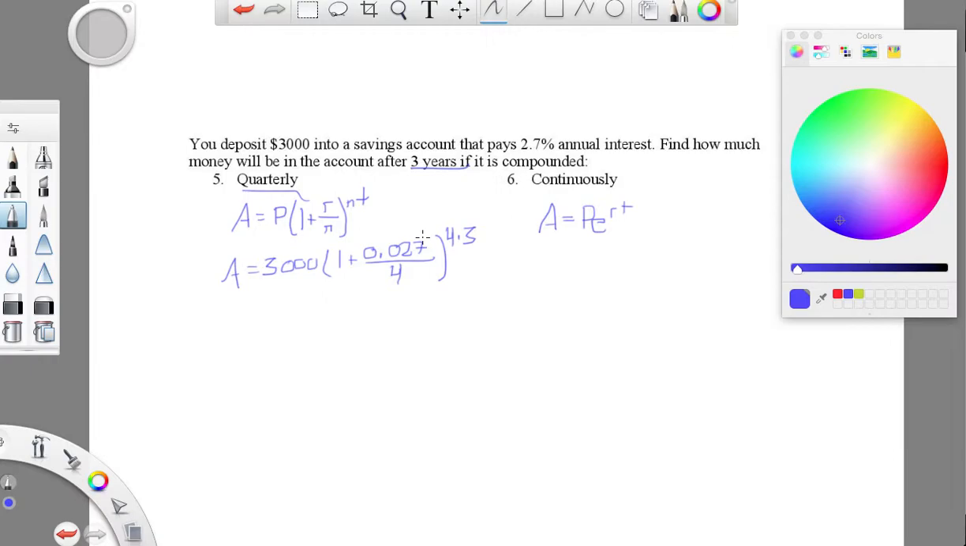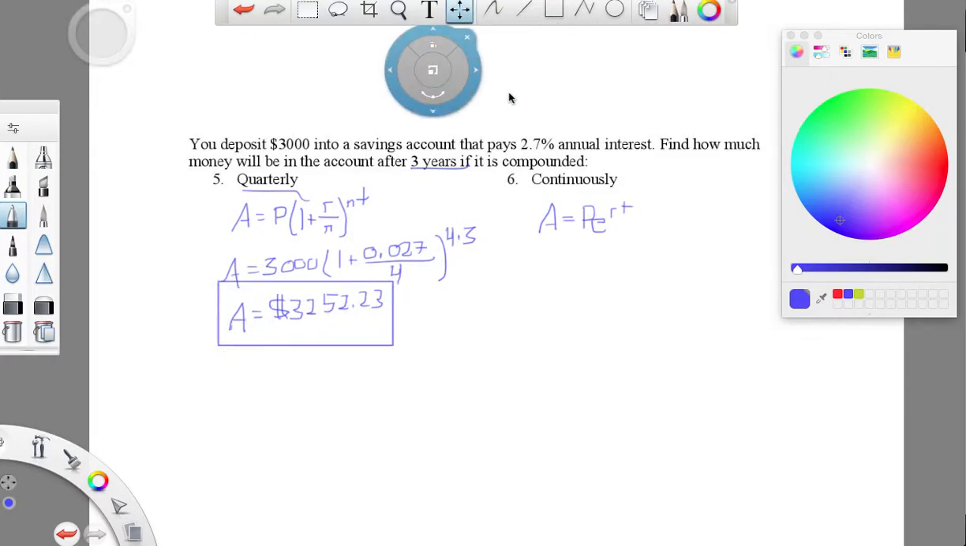You should be using the Inspire if you're doing this for my class, so it's very easy to see what you put in. After we put this in, we get 3252.23. Remember, this is money, so we should put that $ sign in the answer.